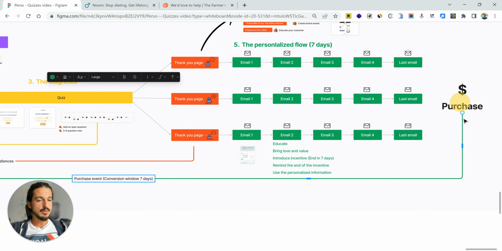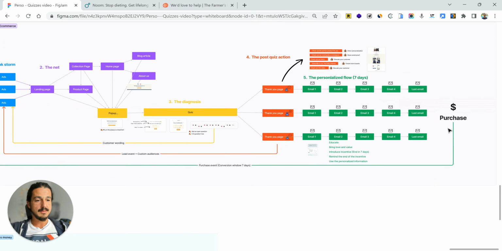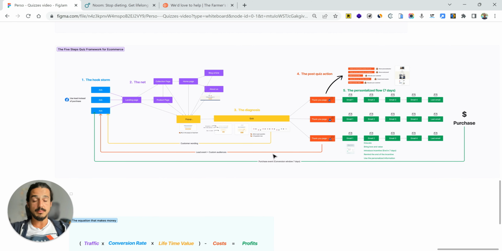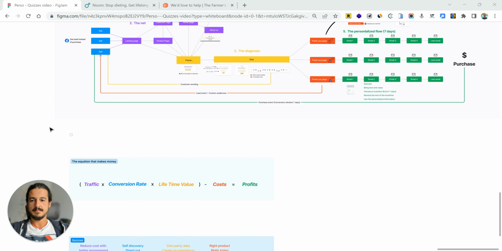The last thing I told you already about that: because we are in the 7-day period, you can send back the lead event, the purchase event. So you can also use the purchase event in your ads.